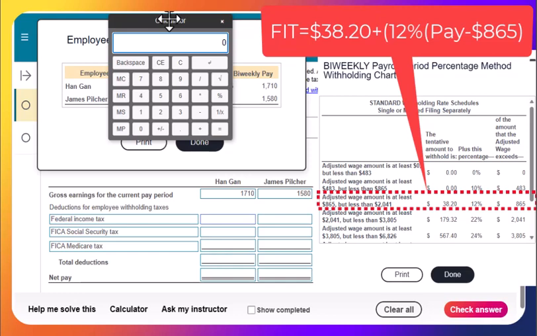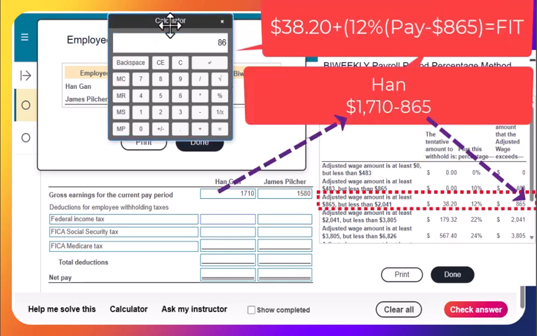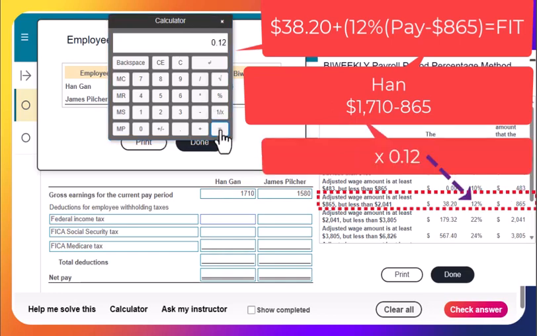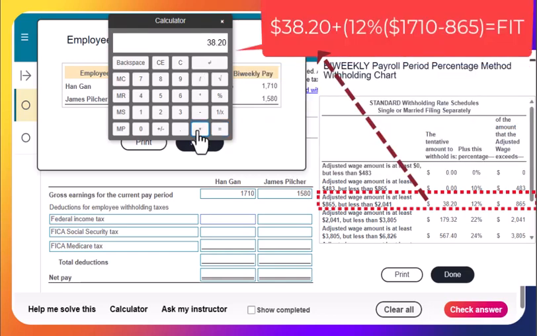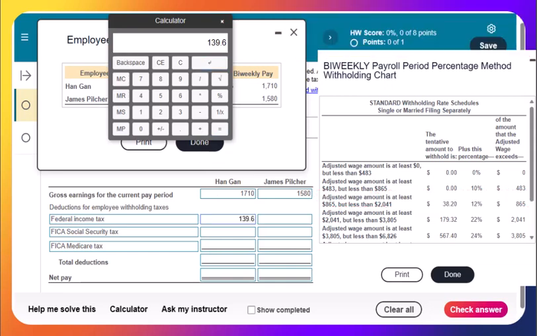So let's go ahead and throw that calculation in our calculator here. So that's going to be 1,710 minus 865. And then we're going to multiply that by 0.12 to get 12% of that amount for 101.40. But then we also have that $38.20 that we do need to add on here from the beginning of our calculation. So that's going to be $139.60. And we can go ahead and enter that here.